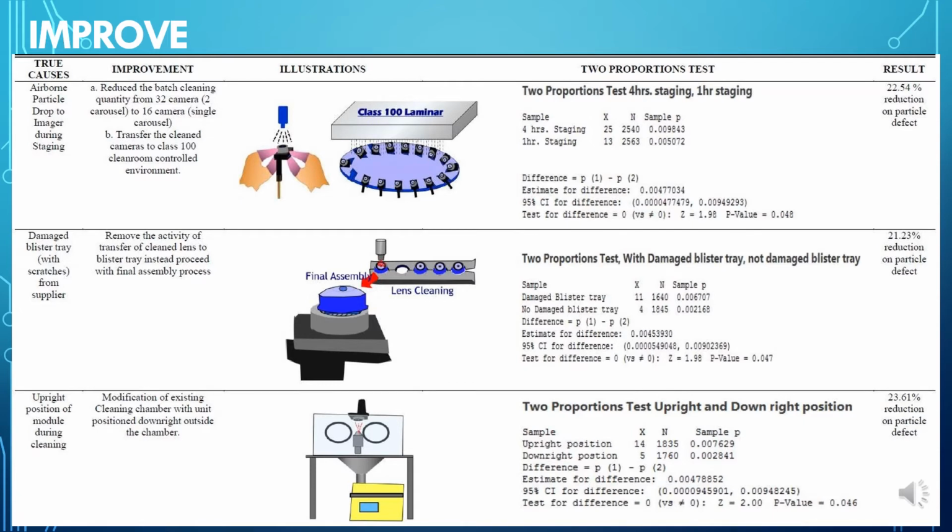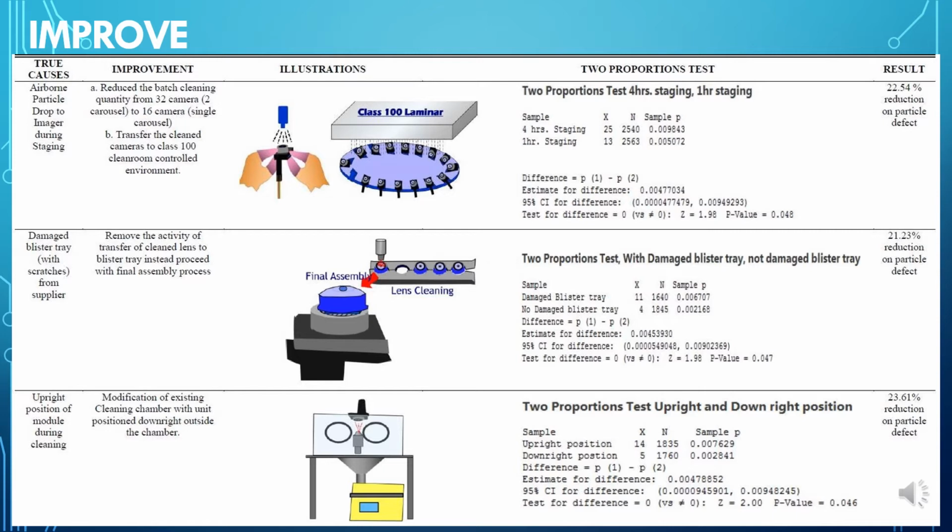After the analysis, we can now focus on the improvement on the true causes. The first true cause is the airborne particle drop to imager during staging. I used a two proportion test, and the result is a 22.54% reduction in particle defect. The improvement here is that it reduced the batch cleaning quantity from 32 cameras, 2 carousel, that is shown in the picture, to 16 cameras, single carousel.